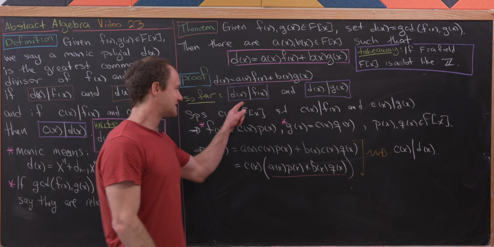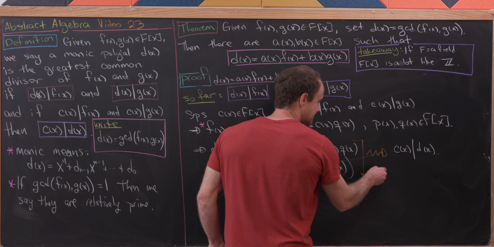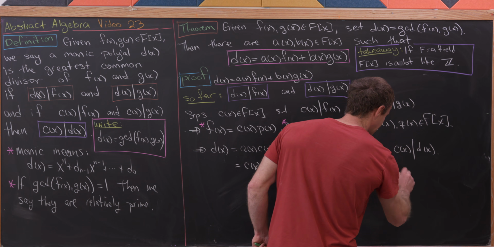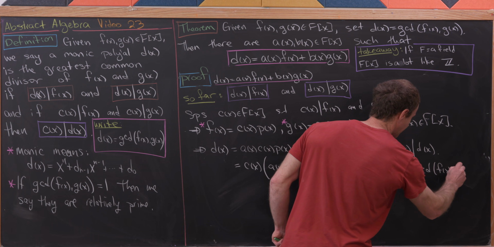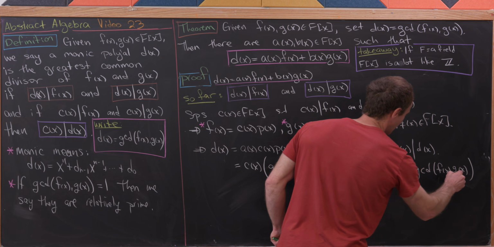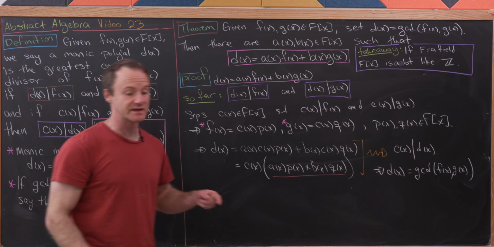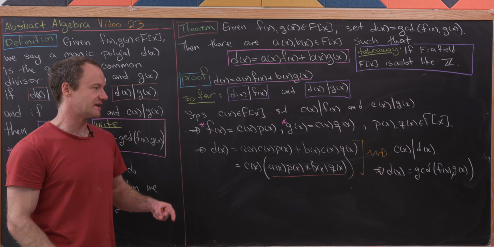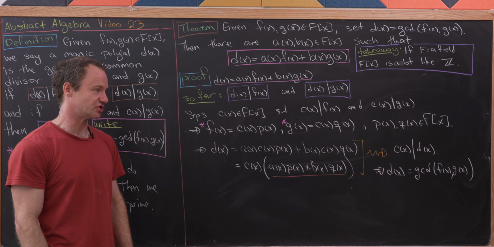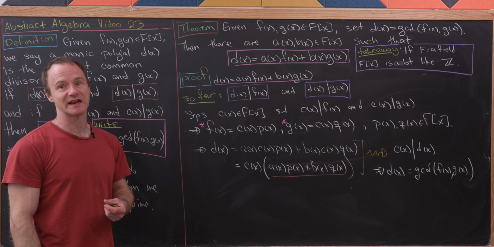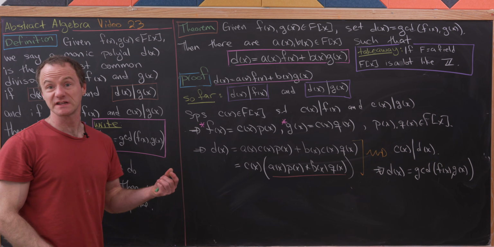So now that, together with these two, tells us that d of x is in fact equal to the GCD of f and g. Well, I guess to be really super careful here, all it means is that d of x is a GCD of f and g. Now we need to show that it's the GCD. And so let's finish that off.